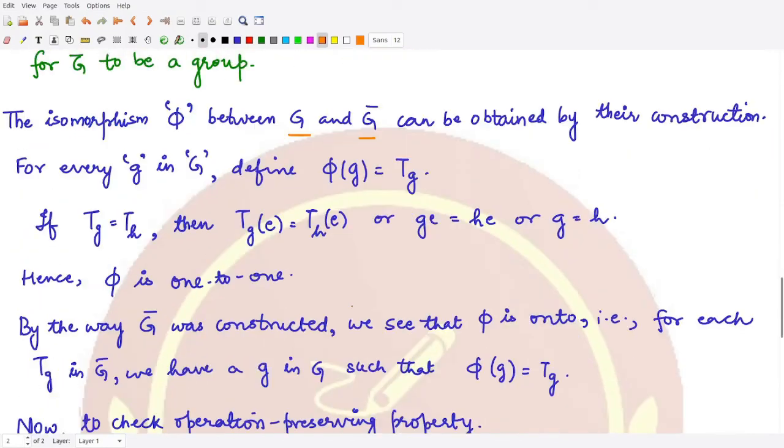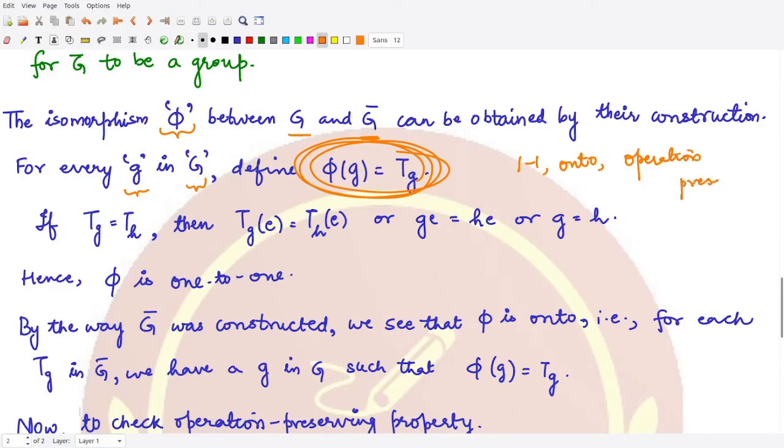So according to our construction of this G bar, we can very easily define this mapping phi such that if you take some element small g in the group capital G, then when you apply phi onto the small g, you would have some element of this G bar, which is T of G, right? So this is our mapping. Now we wanted to prove that this mapping is 1-1, it is onto, and it is operation preserving. So let's prove all three one by one.